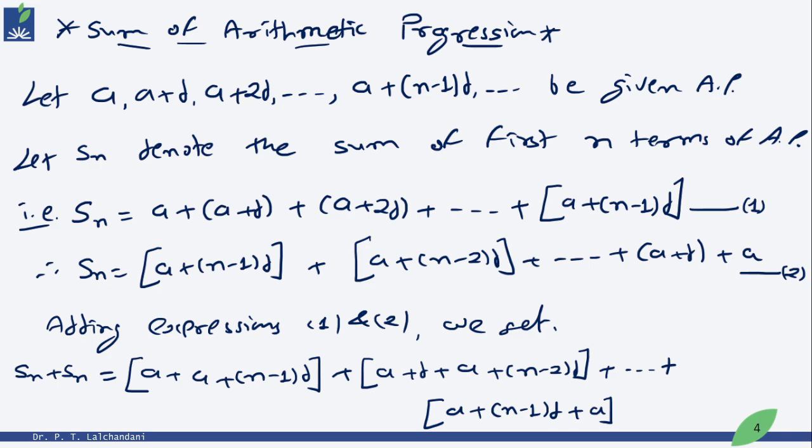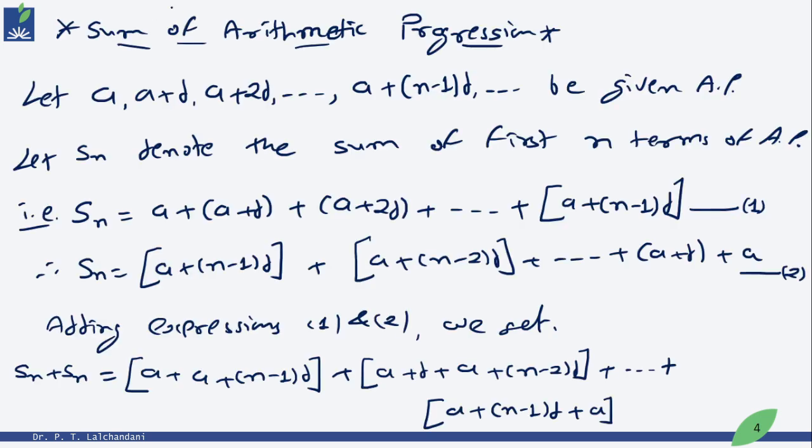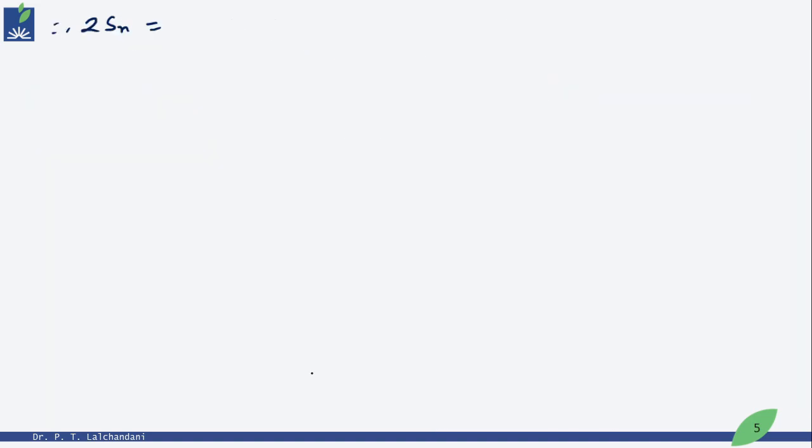So on left hand side we are having Sn plus Sn. So it will give you twice Sn. Okay. Now see here. This is a plus a. That is 2a, and this is plus n minus 1d as it is. So first term will be 2a plus n minus 1d.